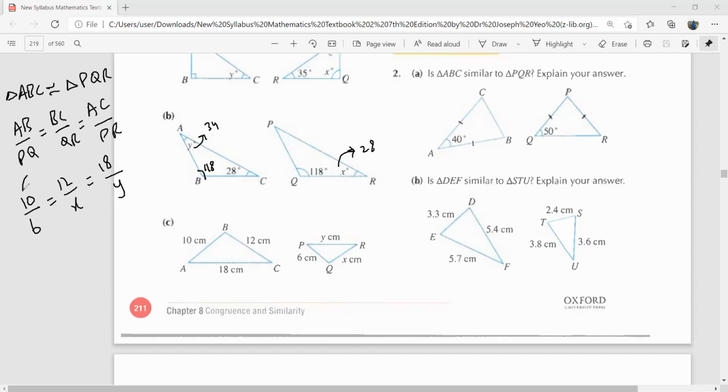So we can equate these two to find X. So 10 over 6 is going to be equal to 12 over X. So you have 10x equal to 72, and your X is going to be 7.2. Similarly, we can equate these two to get to this Y. Okay, so this is going to be 10y equal to 6 18s are 108, yeah, Hannah, this is 108. So your y is going to be 10.8.